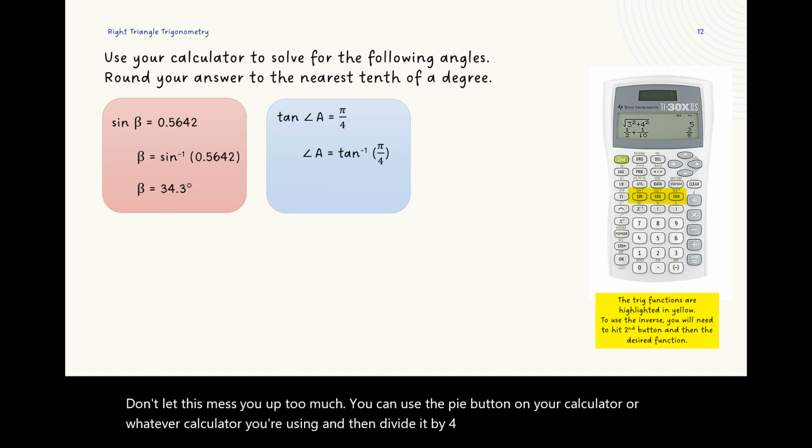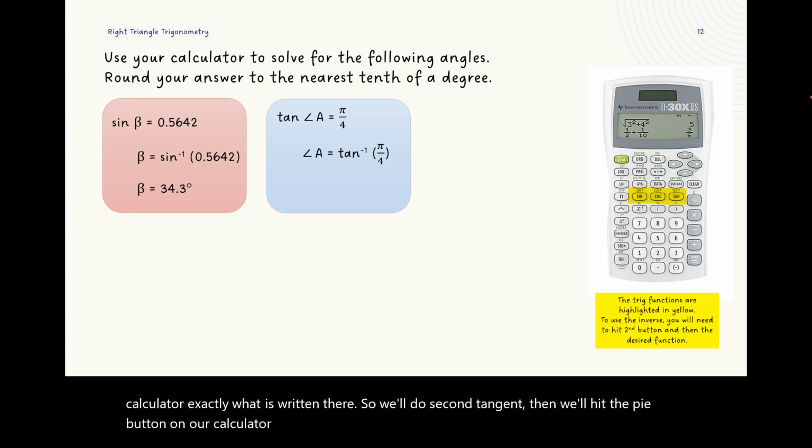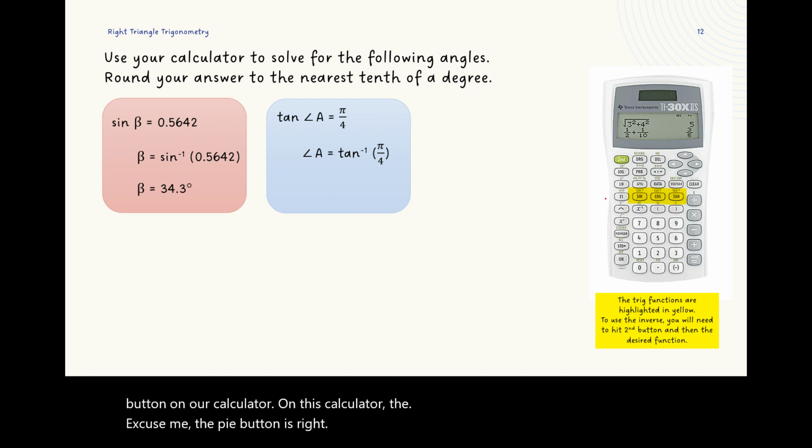Essentially typing into your calculator exactly what is written there. So we'll do second tangent, then we'll hit the pi button on our calculator. On this calculator, the pi button is, I think, the fourth one down. There's your pi button right there.